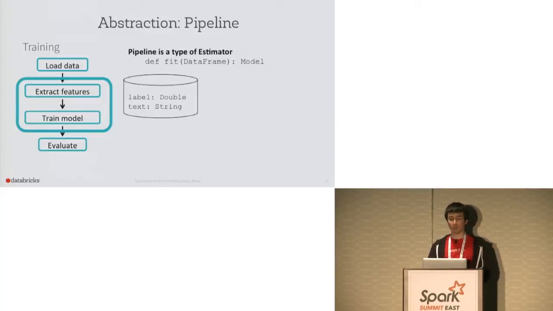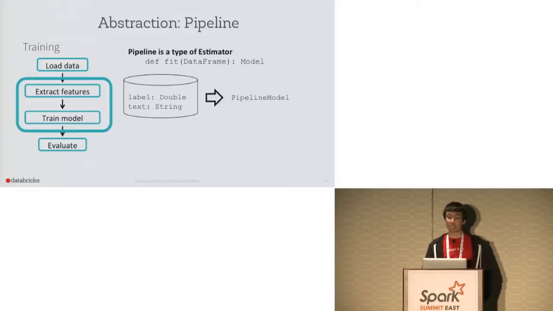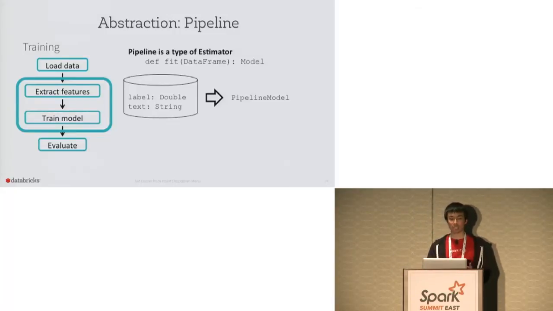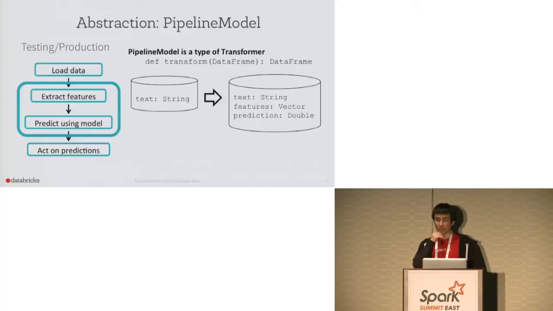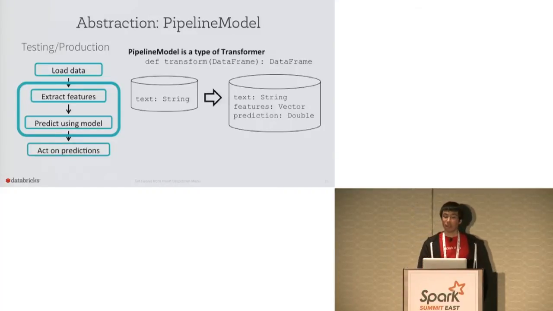Our full workflow is starting with a data frame of labels and text. And at the end, we want a pipeline model which can produce predictions about each of the rows of our data set. So as you probably guessed, in testing, very analogously, if we put a big box around our full workflow, that's a pipeline model. It's a transformer, and it can take the initial data frame and then produce one with the predictions and other intermediate results.